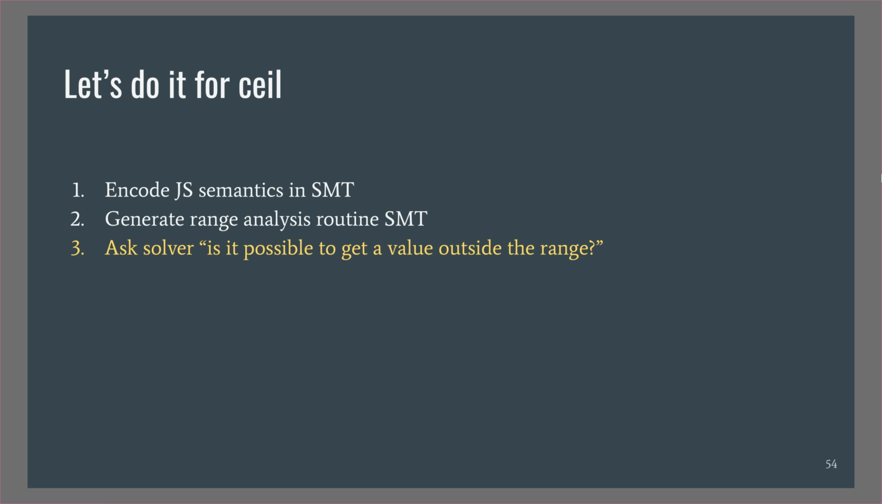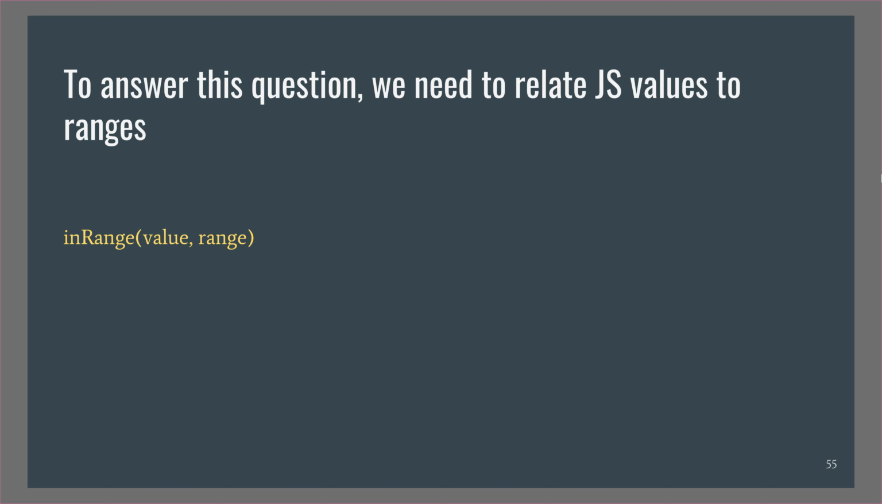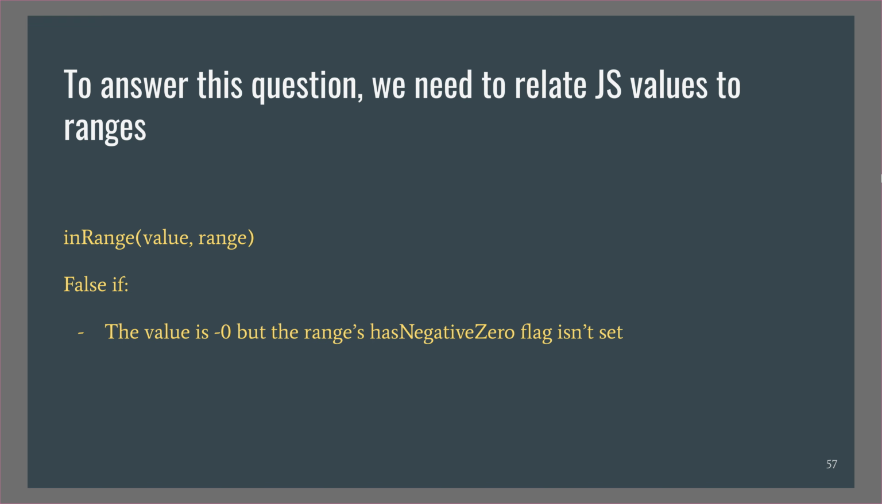Alright, so now we have an SMT expression for ceil's semantics and an SMT expression for ceil's range analysis routine. To answer this third question, we have to connect those two things somehow. We need to relate JavaScript values to ranges. And to do that, we define this in-range predicate. The predicate returns true if a given value is within a range and false otherwise. For example, it will return false if the value is -0, but the range's has -0 flag isn't set. Or if the value is 0.5, but the range's can have fractional part flag isn't set, etc.